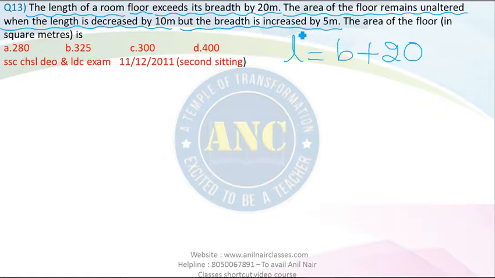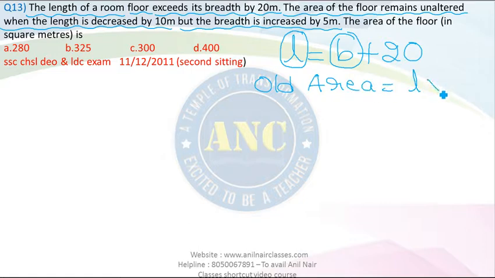That means earlier the length was L, earlier the breadth was B. That means what is my old area? Old area is length L into breadth B. Now there are some dimension changes which are happening. The length is decreased by 10 meter. Earlier the length was L. Now the length becomes L minus 10.